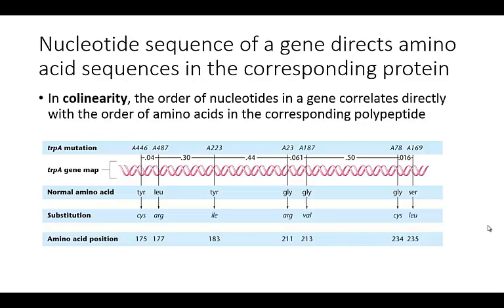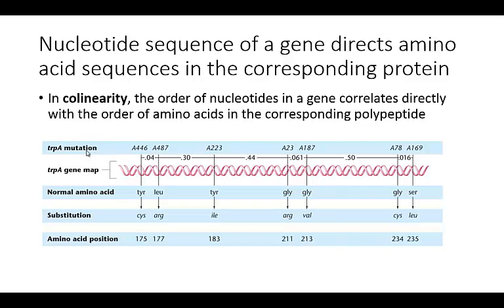As we know, the nucleotide sequence of a gene is going to direct the amino acid sequence in that corresponding protein. We call this collinearity, or the fact that the order of the nucleotides in a gene is going to correlate directly with the order of amino acids in that corresponding polypeptide.